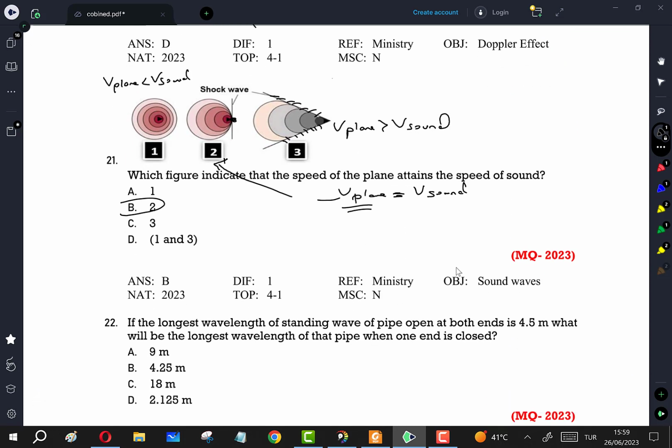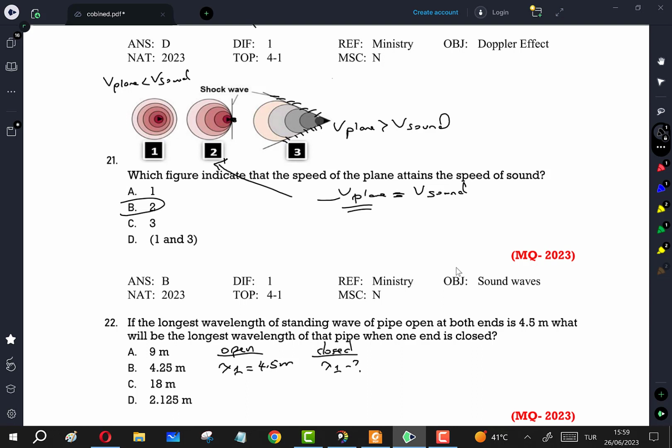If the longest wavelength of a standing wave in a pipe open at both ends is 4.5 meters, what will be the longest wavelength of the pipe when one end is closed? So for the open pipe, the longest wavelength lambda 1 is 4.5 meters. The question says that if one end is closed, everything else is the same. What is going to be lambda 1?